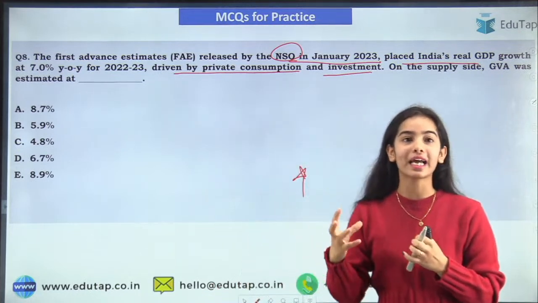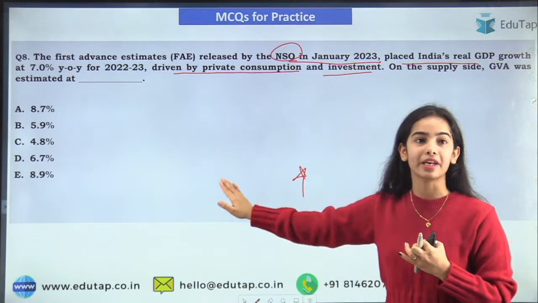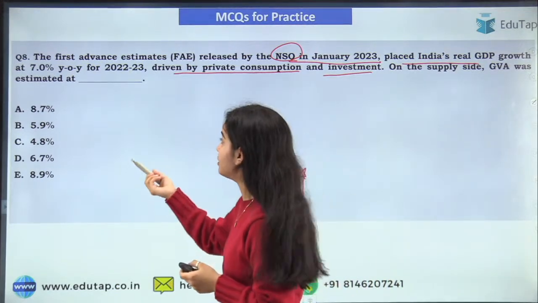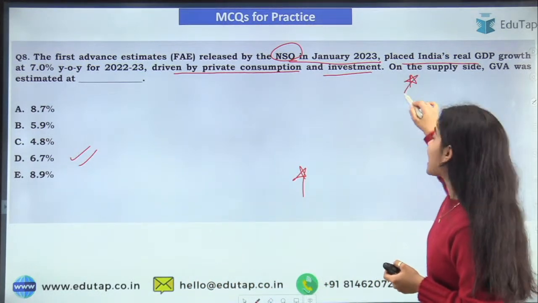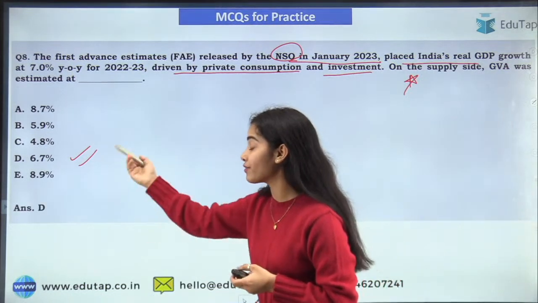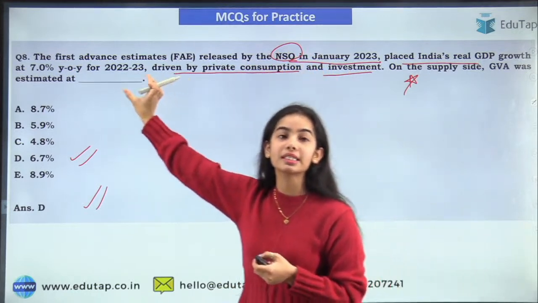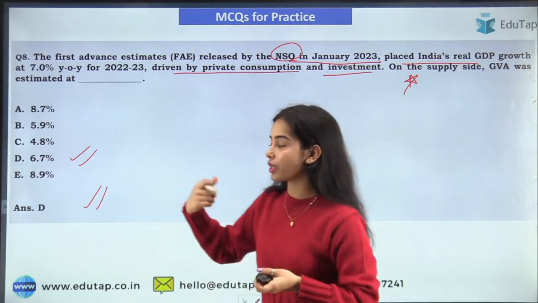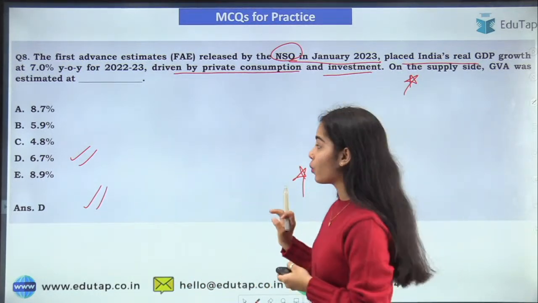So we have already done everything in the previous session. So I hope you are able to understand everything. Okay. So here the right answer is 6.7%. So on the supply side, the gross value addition is 6.7%. And if we see from the GDP side, the growth is 7%. That is estimated, not assumed, but estimated. So I hope you will remember these percentages very well.